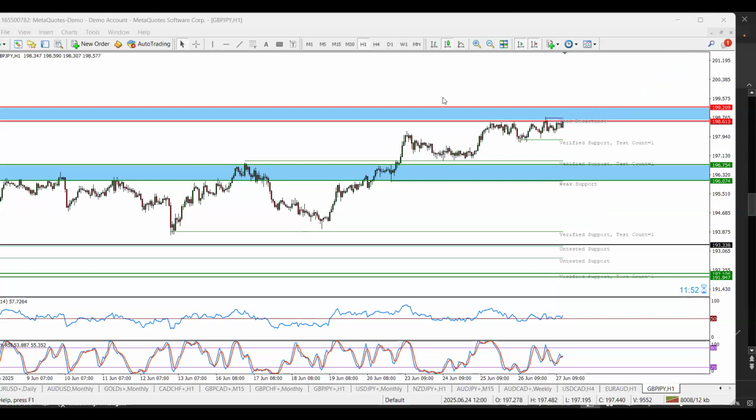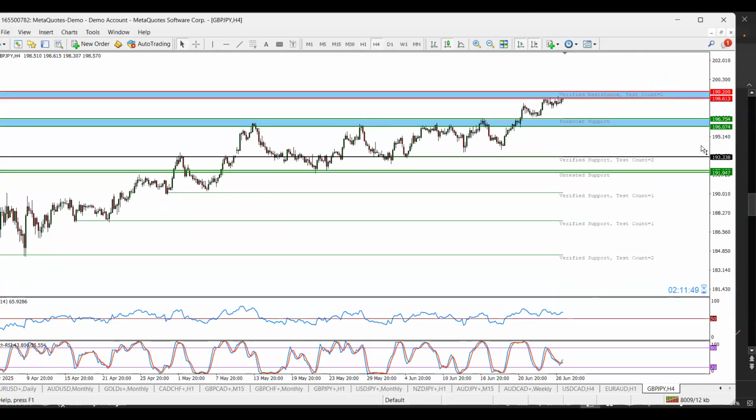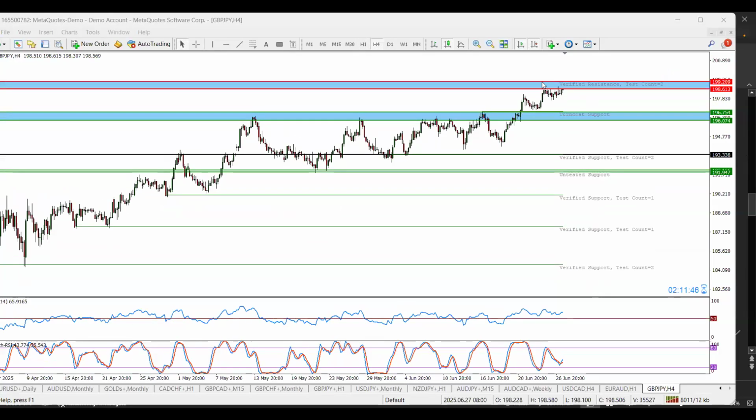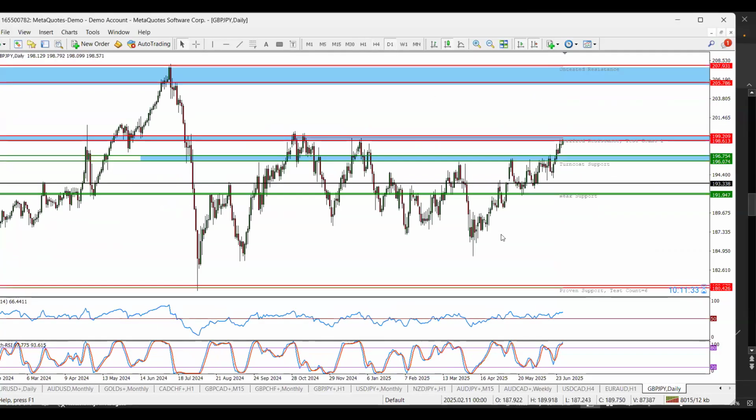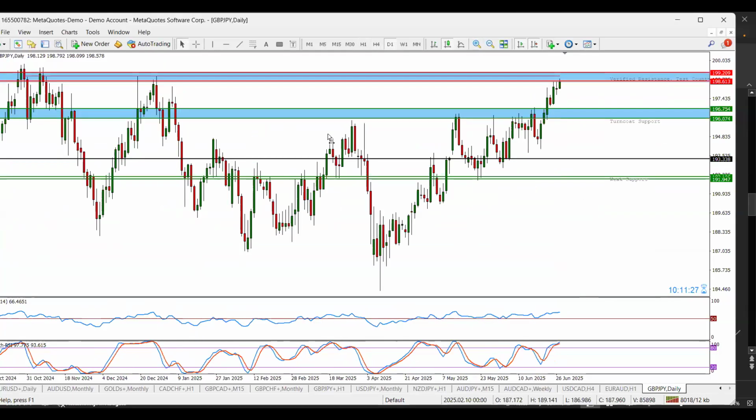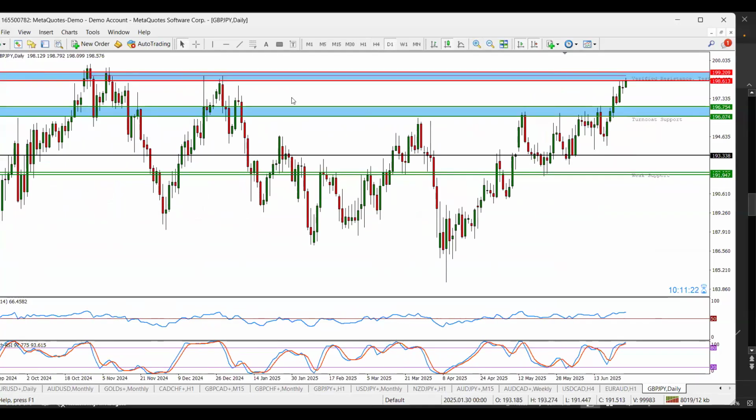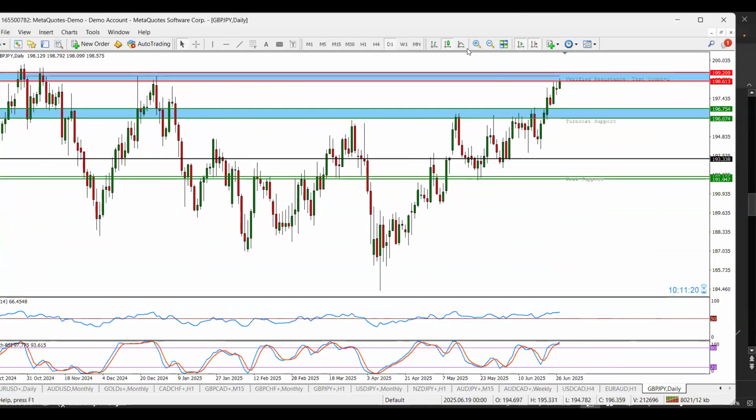All right. So if you are going to be choosing 4 hours, it means that you need to wait for this particular resistance region for price to break above it and close above it. Price has to break and close above it before you can say, okay, it's time. Do you understand? Look at what happened. Price has to break and close. Price has to break, like here.